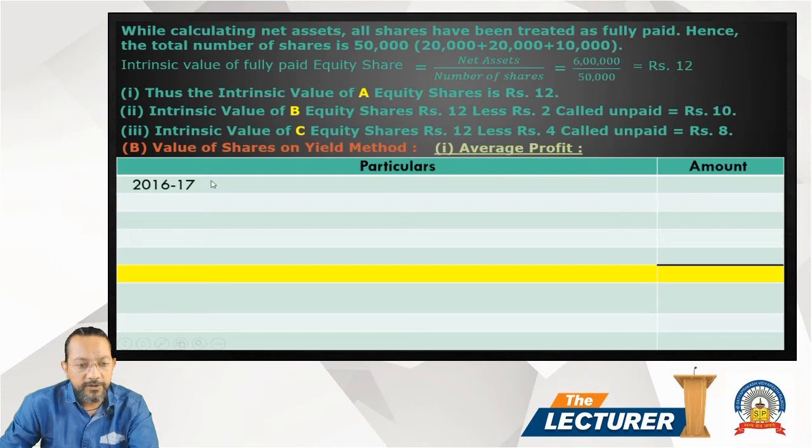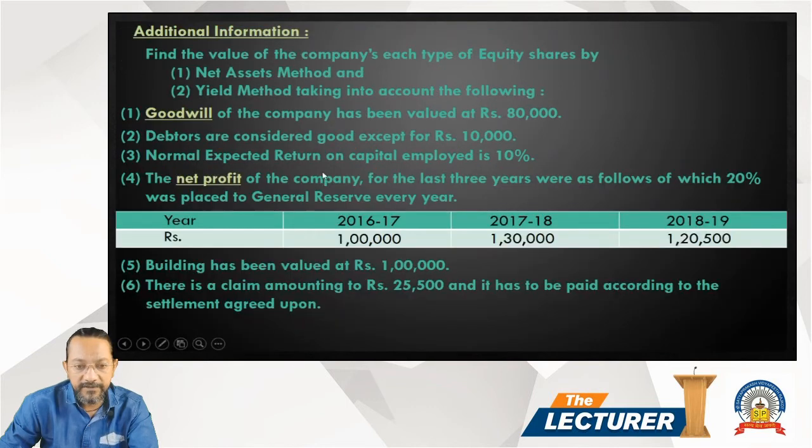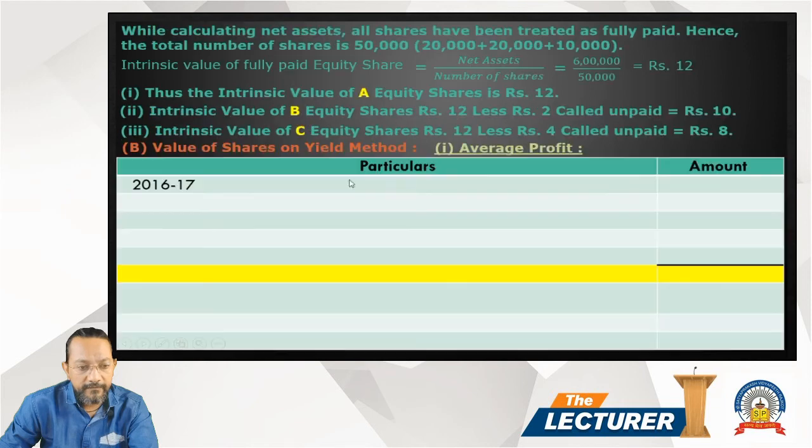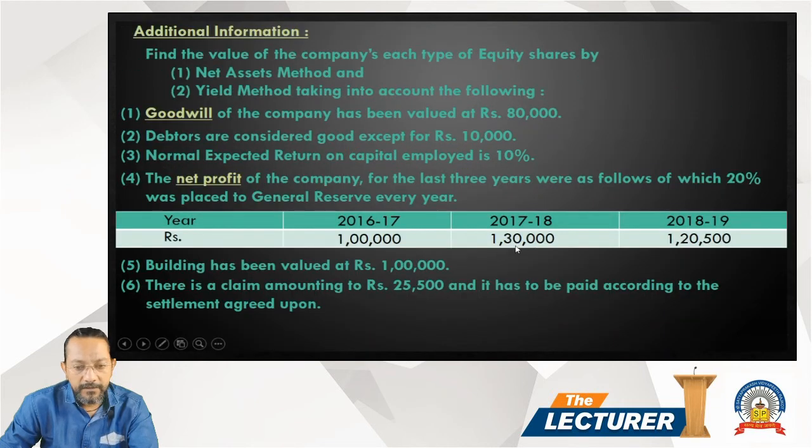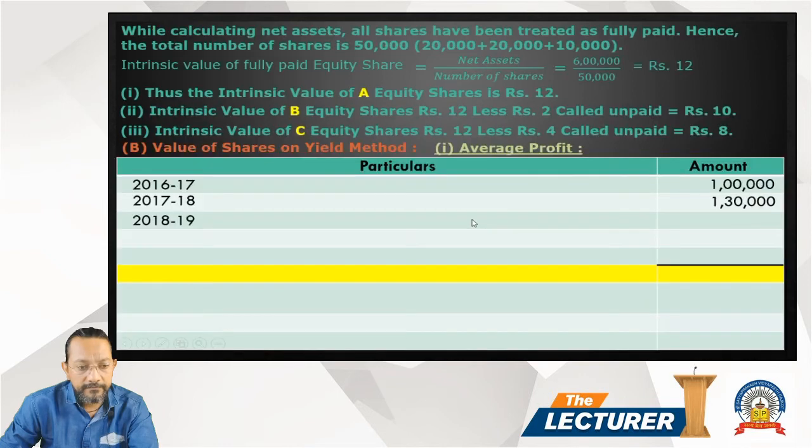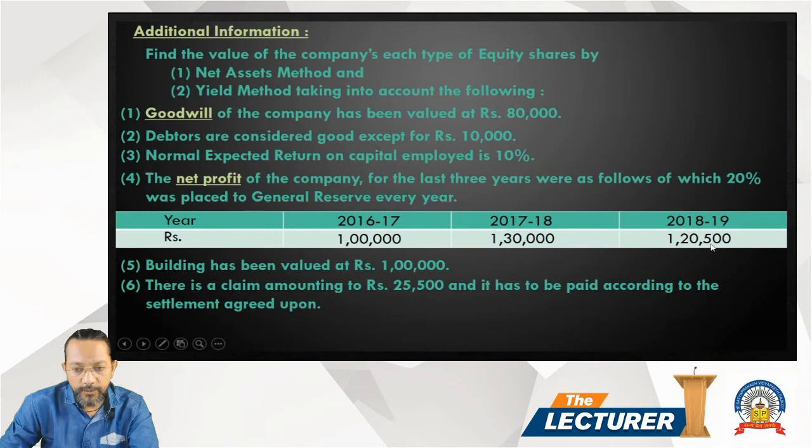For the calculation of average profit, profit of 16-17 is 1 lakh, 17-18 is 1,30,000 and 18-19 is 120,500.